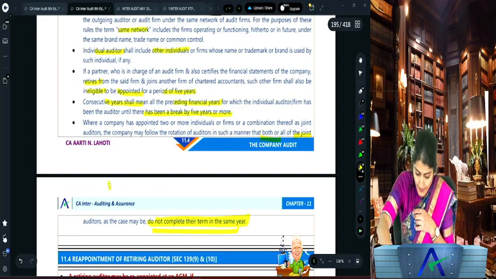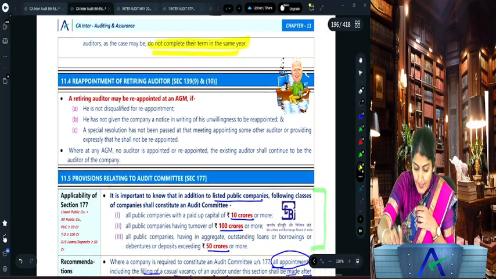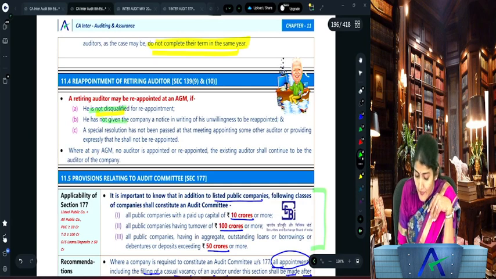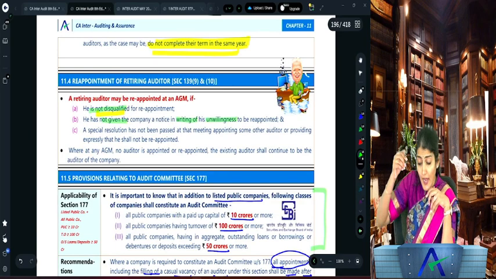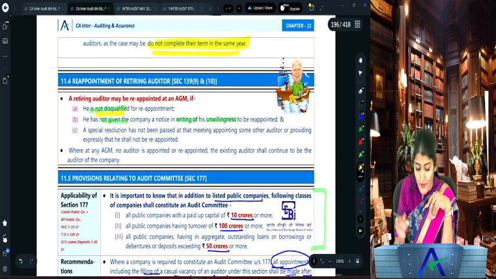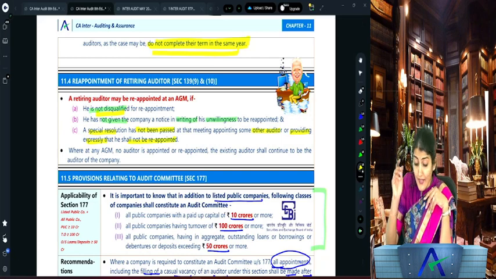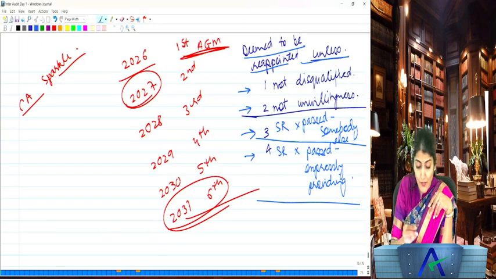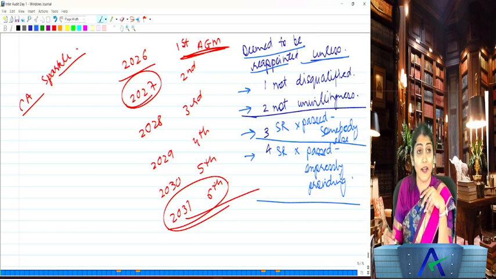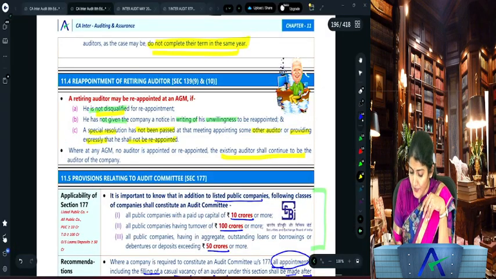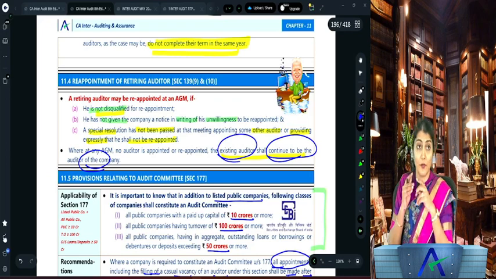So reappointment of the retiring auditor. What does it say? A retiring auditor may be reappointed at an AGM if he is not disqualified for the reappointment, he has not given the company his notice in writing of his unwillingness to be reappointed, and a special resolution has not been passed for appointing some other auditor, or providing expressly that he shall not be reappointed. And say at any AGM, you shareholders did not pass any resolution to appoint another auditor, then what does it say? Section 139 subsection 10, the existing auditor shall continue to be the auditor of the company. So that's what I told.